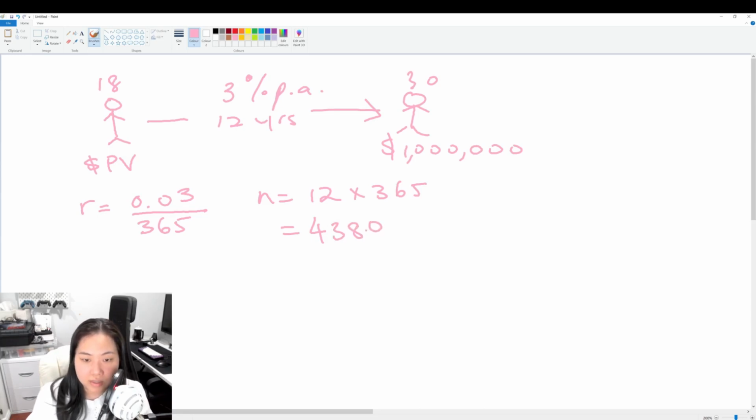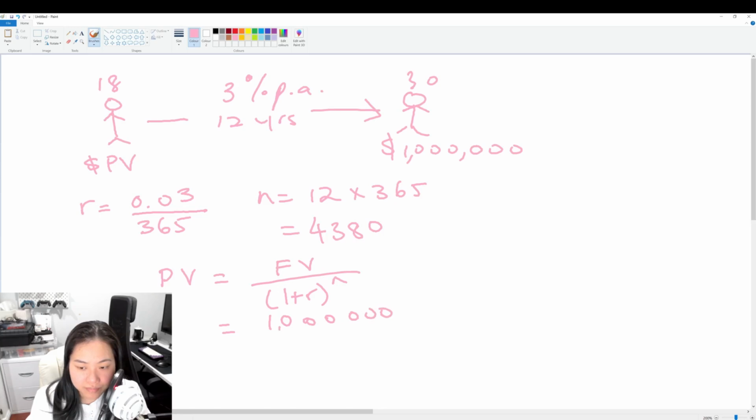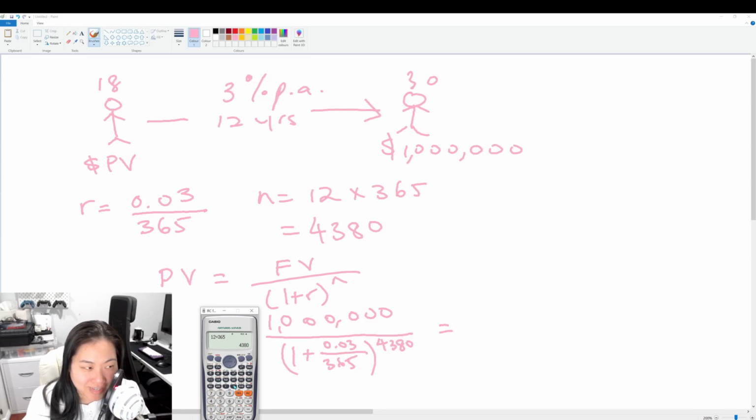All right. Now we can work out how much we need in our bank account right now. So PV is equal to future value over 1 plus the interest to the power of n. Future value, we want $1 million. And 1 plus the interest, so 1 plus 0.03 over 365 to the power of 4,380. Isn't this exciting? Or I'm about to crush a lot of dreams. I'm so sorry, but let's be realistic.